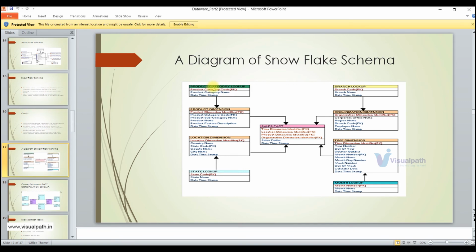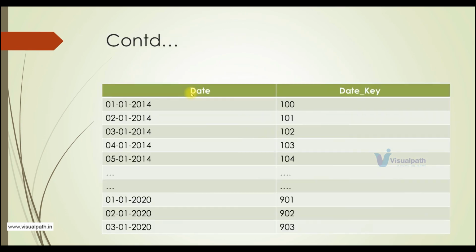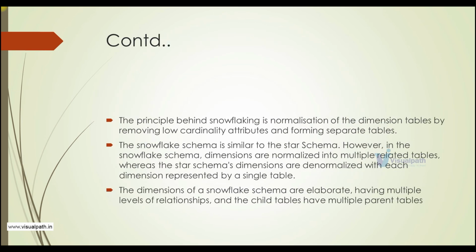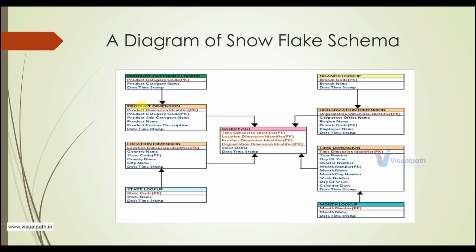If you see here, this is my product dimension, which has been subdivided into one more sub table, like the product category lookup. So these two belong to one product dimension. Similarly, these two belong to my location dimension, and these two belong to my branch or organization dimension. These two belong to my time dimension. So earlier you can see these two pieces of information in a single table, and these two in a single table, similarly these two and these two in a single table.